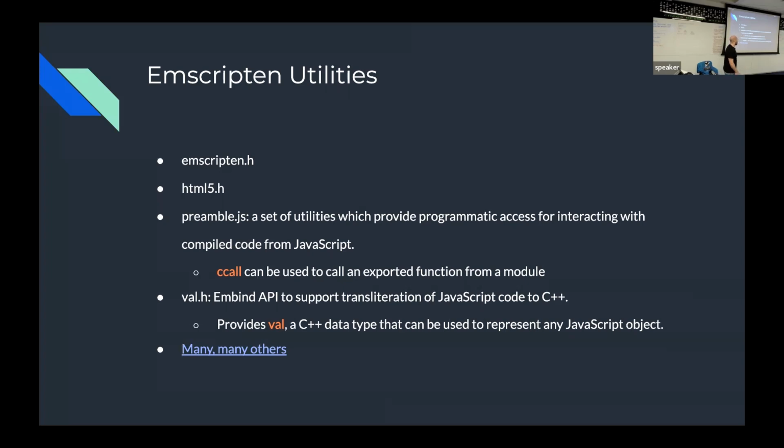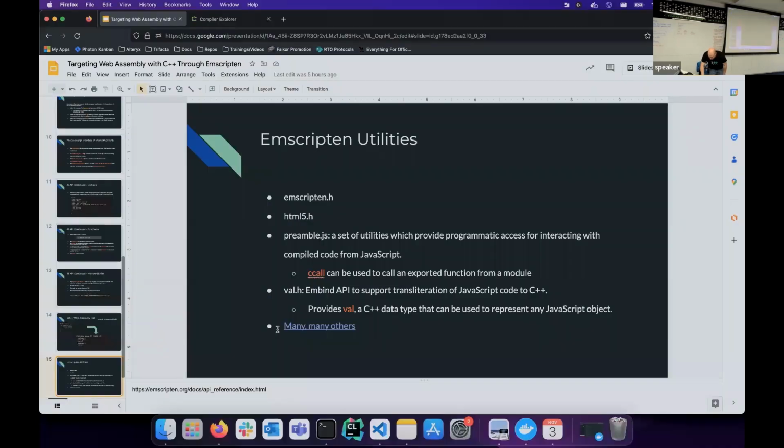Preamble.js, programmatic access for interacting with compiled code in JavaScript. Has a lot of useful stuff in there if you're really needing to do complicated things in your JavaScript runtime itself. ccall is a really good example that lets you wrap functions if you're needing to pass complicated arguments from your JavaScript to your C++ functions. Just calling them straight up might become more complicated than using ccall and then passing arguments with it. val.h is really cool. This is support for representing any JavaScript object inside of your C++ itself, and there are tons more. Let's just look at them real quick.